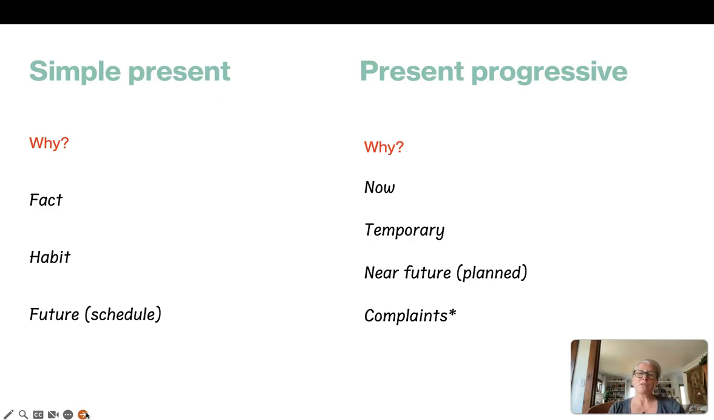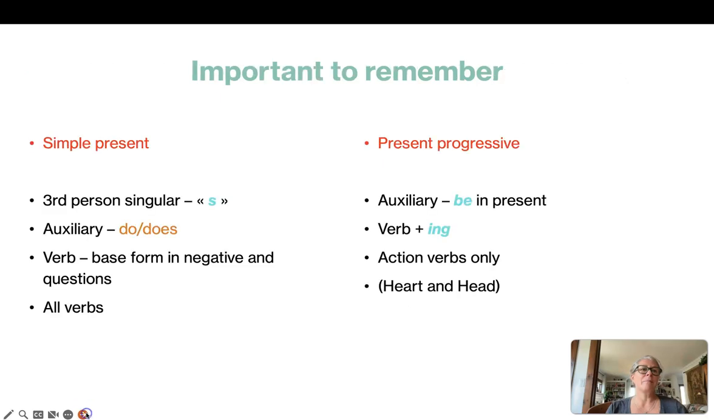We use the present progressive to talk about an action that is happening now, so right at this very moment. Or a temporary action. I am working in a call center this year. That's not true, but imagine. And the near future, that is planned. I am swimming tonight at 6:30. We also use it to talk about complaints. You are always talking about that. We're making a complaint.